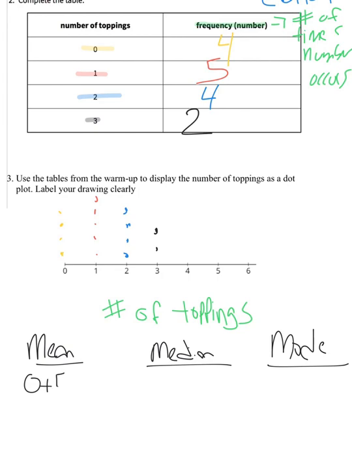1 times 5 is 5. So I'm just taking that number on the left and multiplying it to the number on the right. 2 times 4 is 8. There'd be 4 2's, and added up would be 8. And 3 times 2 is 6, plus 6. You can do it quickly.